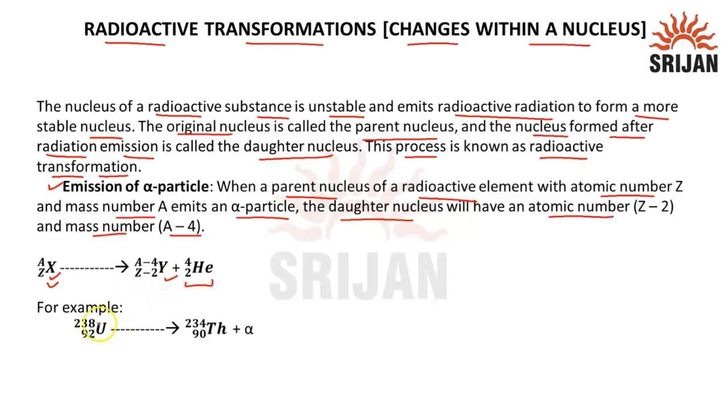One example is the fission of uranium-238. Now, since alpha particle could be written as 2He4, if we subtract 2 from 92, we are left with 90. That is the atomic number of thorium. And 238 minus 4 corresponds to 234, which is the mass number.